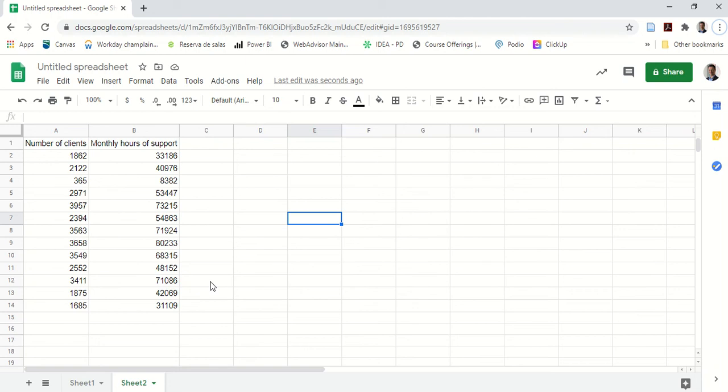Well, let's have a look now on how to create the chart and how to find those regression lines. I'm going to start by looking at how to do it in Google Drive. And I already have here a table with some data regarding number of clients and monthly hours of support, which is the example that we started this week with. And so what I'm going to do is to create a chart for this.